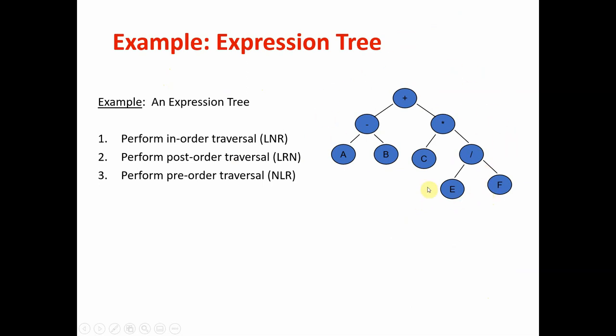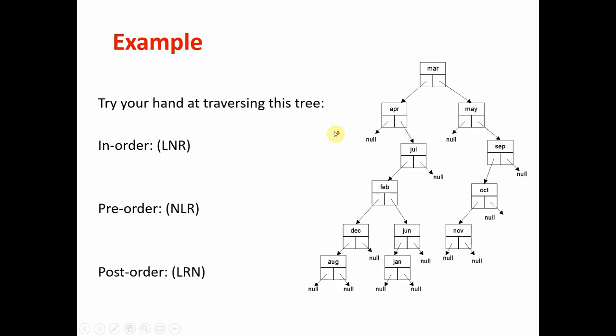You will see that if you do the pre order, you get the prefix notation for an arithmetic expression. If you do in order, you get the infix. If you do post order, you get the postfix. So this is how we can represent arithmetic expressions in a binary tree, and using pre, in, and post order traversal, we can have prefix, infix, and postfix expressions.